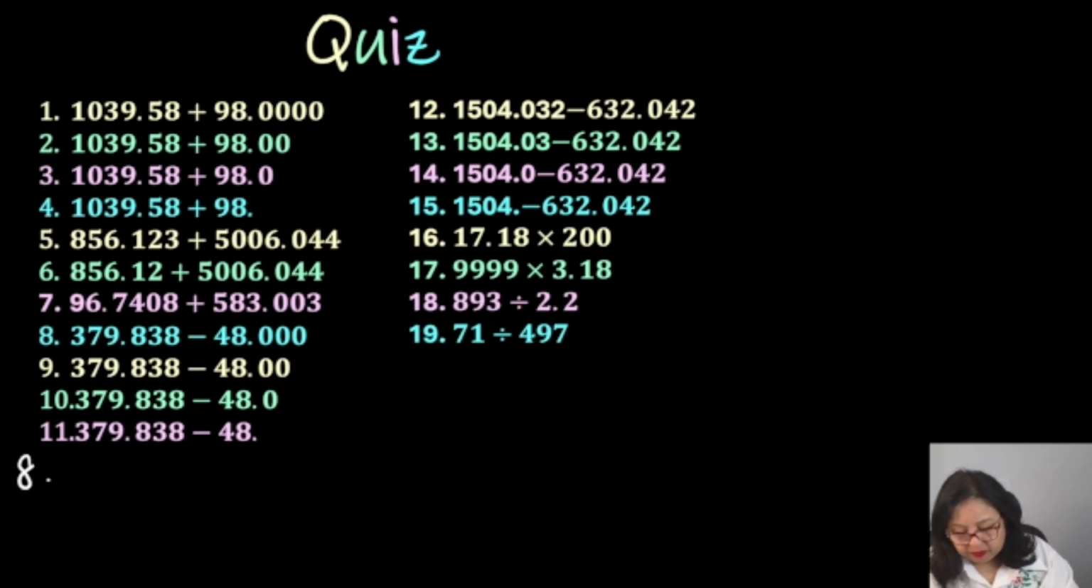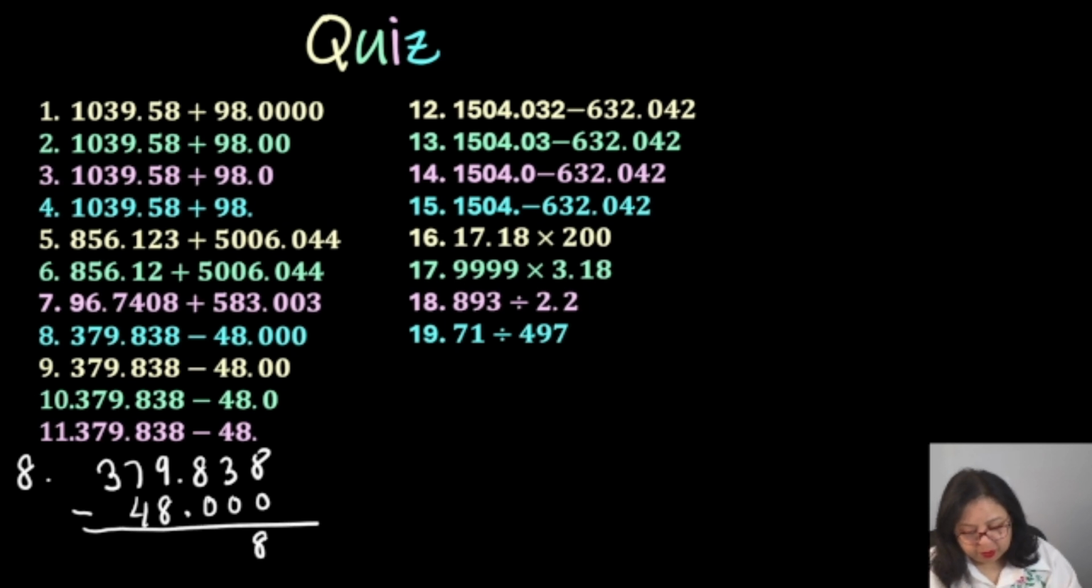Number 8. 379.838 minus 48.000. So both of these numbers are to 3 decimal places. We got lucky here. We'll have to change nothing. Here's our answer. And the answer remains itself. Nothing is required to be done to it. But why? Because the numbers that were being subtracted, they were both to 3 decimal places. Therefore, the final answer should also remain to 3 decimal places, which it is to begin with. There, it's done.